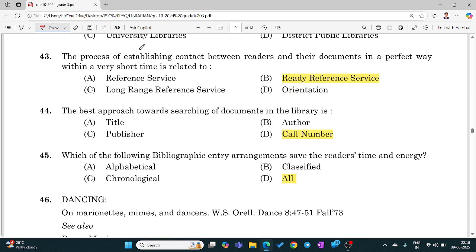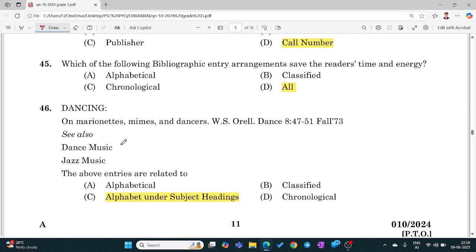The process of establishing contact between readers and their documents in a perfect way within a very short time is related to ready reference service. The best approach towards searching of documents in the library is call number. Which of the following bibliographic entry arrangements saves the reader's time and energy? Alphabetical, classified, and chronological. All these save the reader's time and energy.